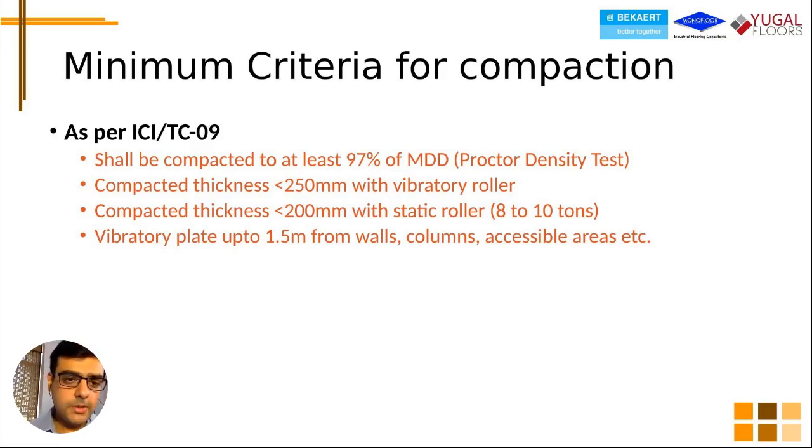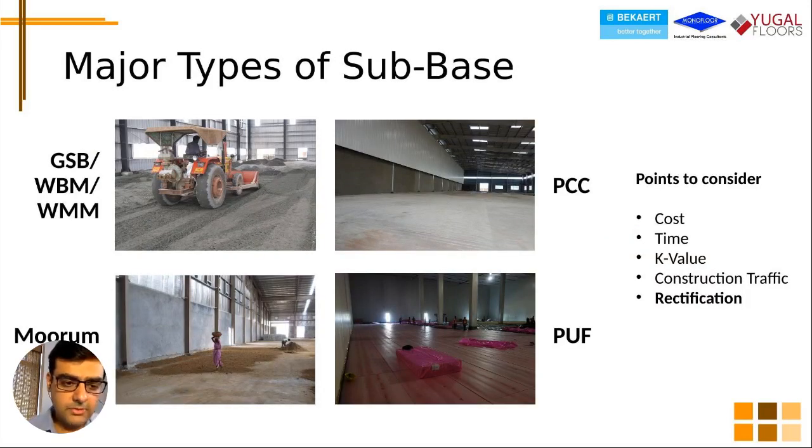Okay, so it should be compacted to at least 97% of maximum dry density. Now, maximum dry density is obtained from the Proctor density test. If you're using a vibratory roller, your compacted thickness can be up to 250 mm. If you're using a static roller, your compaction thickness should not be more than 200 mm. Within 1.5 meters from the walls and obstructions, you need to use a plate vibrator.